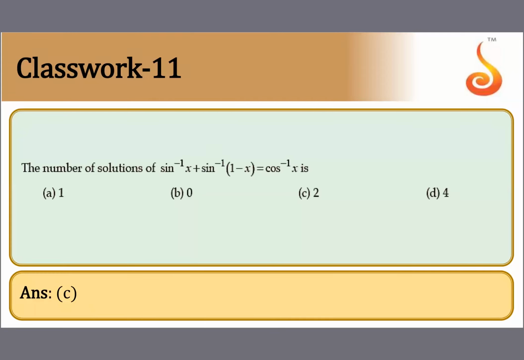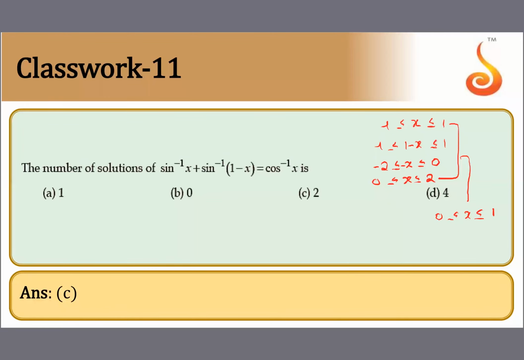Okay. Here, again, the interesting fact, domain plays. X lies between minus 1 to plus 1. 1 minus x lies between minus 1 to plus 1. So minus 2 is less than or equal to minus x is less than or equal to 0, or x lies between 0 to 2. If we take the intersection of these two, we get x lies between 0 to 1.